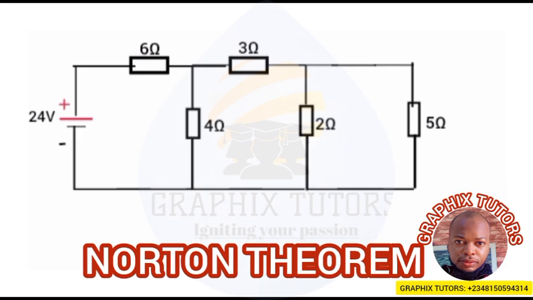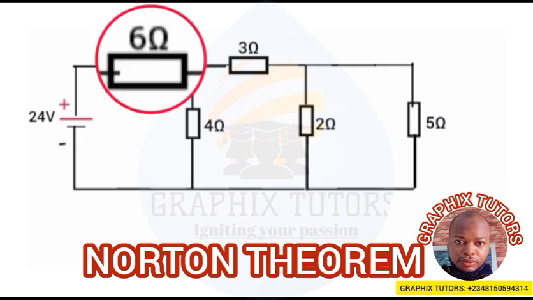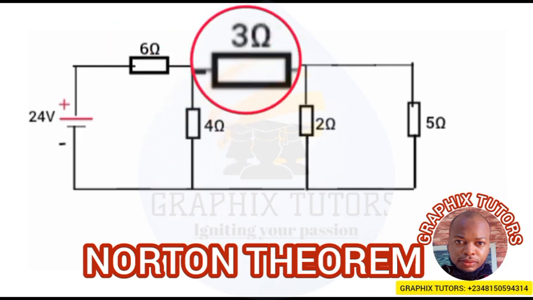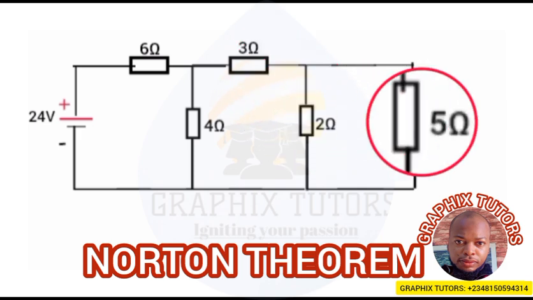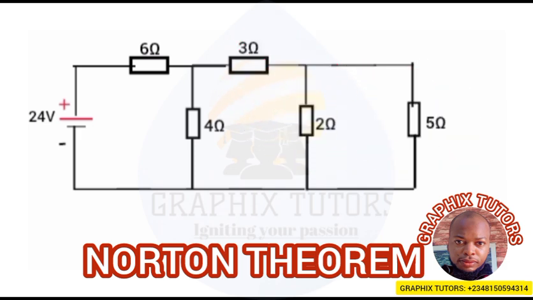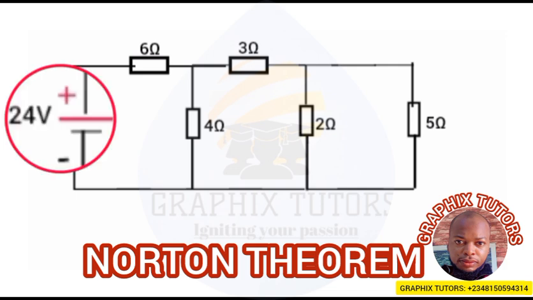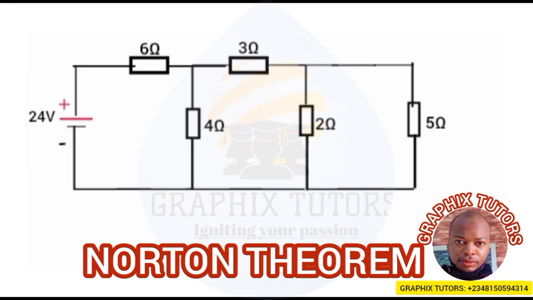For example, we have the resistors here that have resistances of 6 ohm, 4 ohms, 3 ohms, 2 ohms, and 5 ohm respectively. And the other element, which is the active element, is the voltage source. We call them active because they only distribute energy in the circuit in terms of electric current.